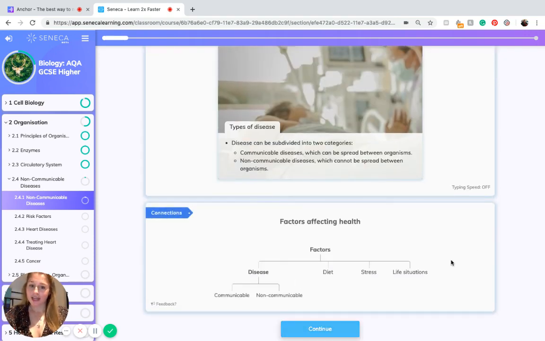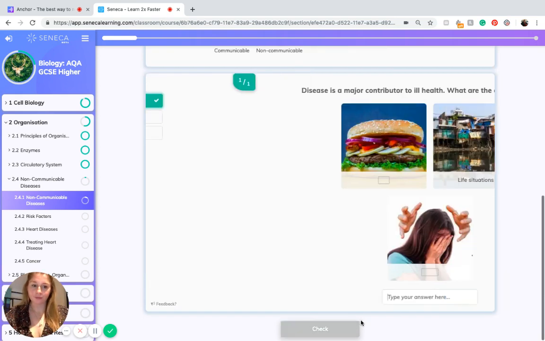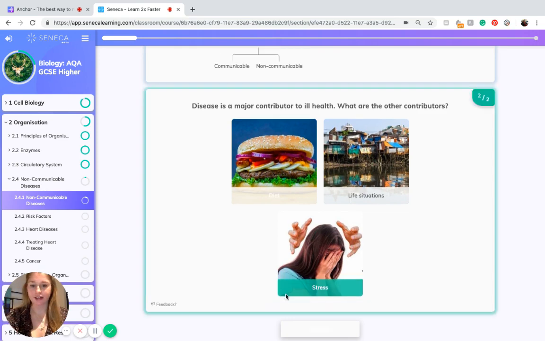So, just to recap on these factors affecting health, we've got diet, stress, and life situations, and we've also got disease, which can be categorized into communicable and non-communicable. So the major contributor out of these factors is disease. And just to recap again, other contributors are life situations, stress, and diet.